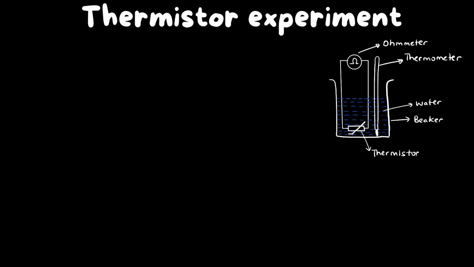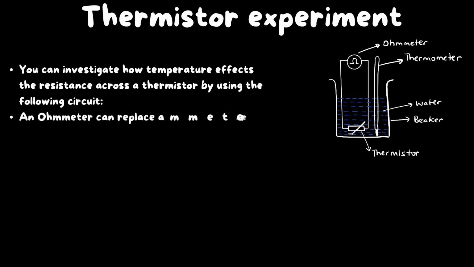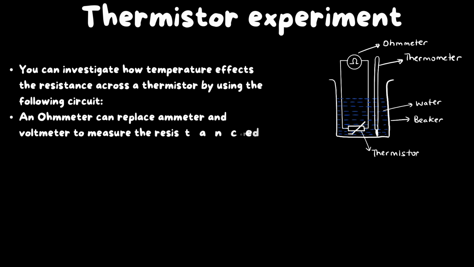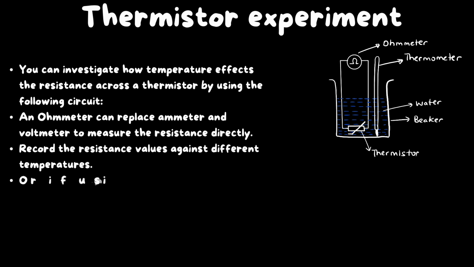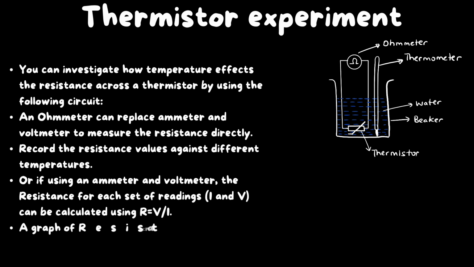For the thermistor experiment, here is a circuit setup. You can investigate how temperature affects the resistance across a thermistor by using this circuit. You can use an ohmmeter over here, which replaces the ammeter and voltmeter, to measure the resistance directly. You can record these resistance values against different temperatures, or if you're using an ammeter and voltmeter, the resistance for each set of readings, I and V, can be calculated using R equals V over I. Then you can plot a graph of resistance versus temperature, which looks something like this, as expected.